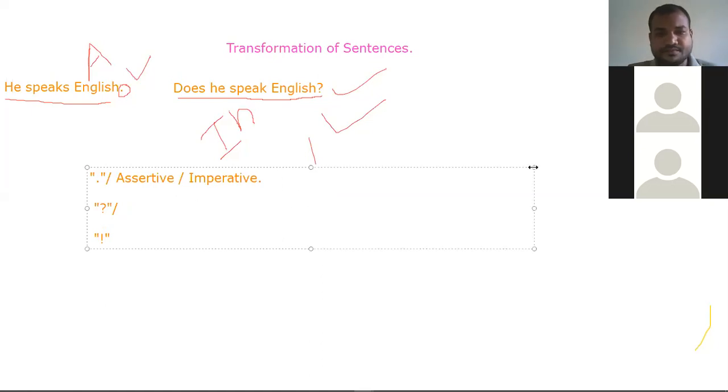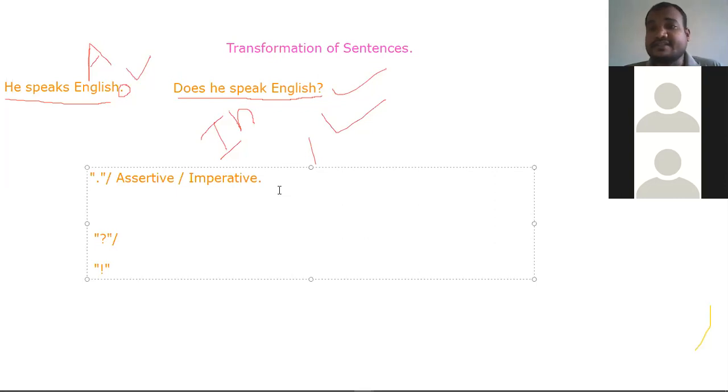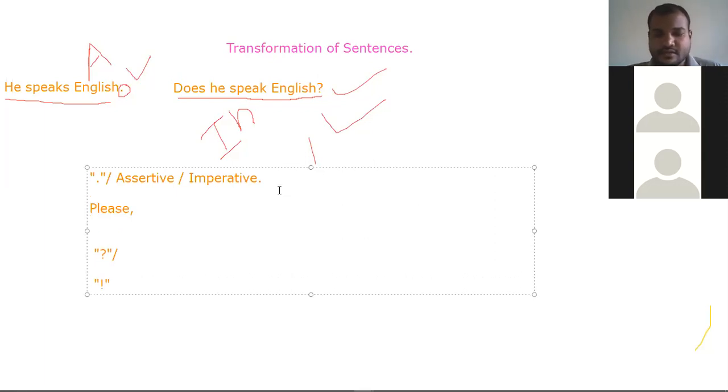So then how can you identify whether it is an assertive or imperative sentence? So simple. Imperatives. How can you identify imperatives? There will be some orders, commands, requests, suggestions, wishes. In that case, automatically you will be able to identify. For example, please. Is it a request or suggestion or order? Request, correct. So let me give you the example. Please close the door. It's a request or suggestion? Request. Right.